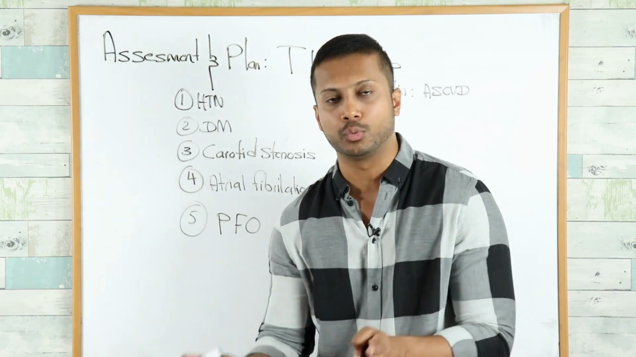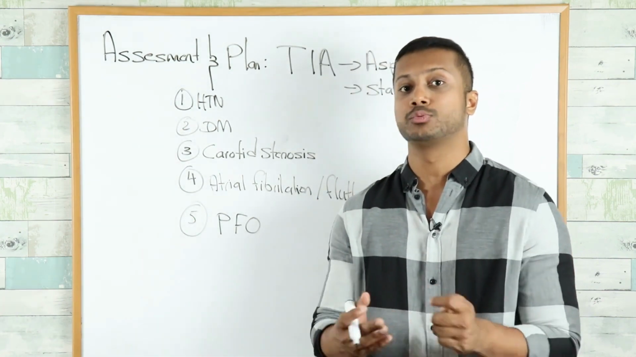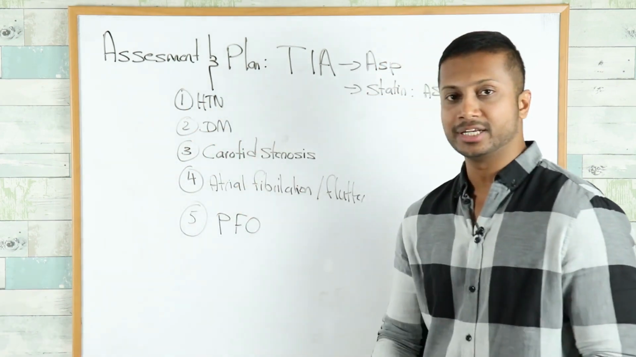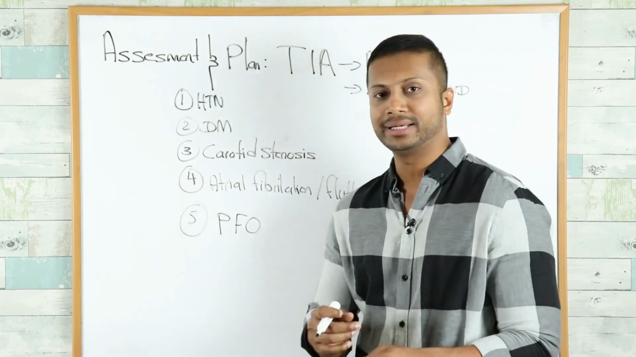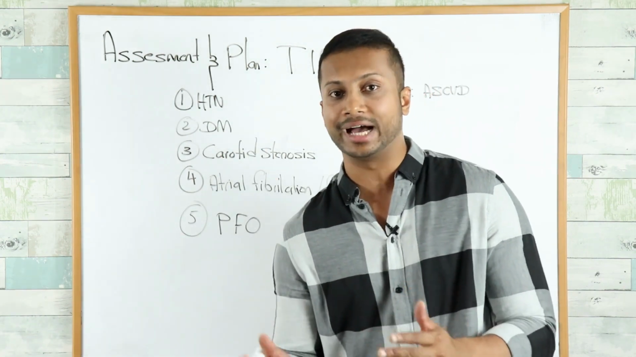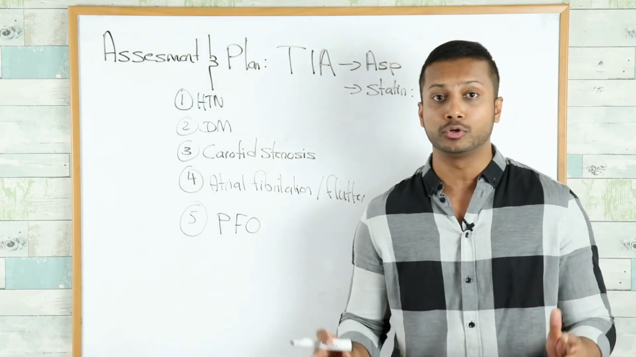And apart from that, essentially, as I said, you're going to manage the risk factors. Whatever predisposes the patient to getting a stroke or a TIA is what needs to be managed. If the patient is hypertensive, make sure you optimize the patient's blood pressure medications. If the patient is diabetic, make sure the patient is optimized on diabetes management. Also get a hemoglobin A1C and make sure it is up to target.